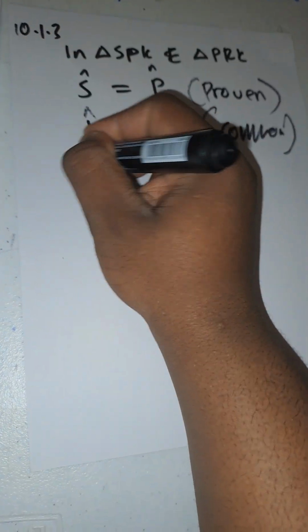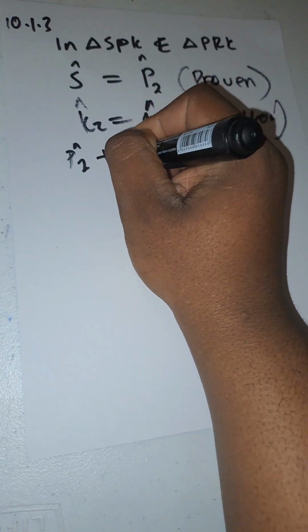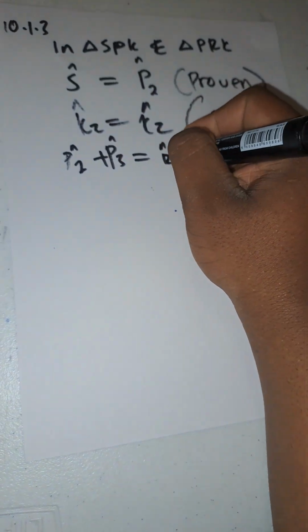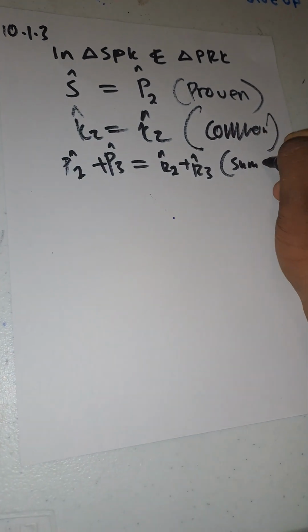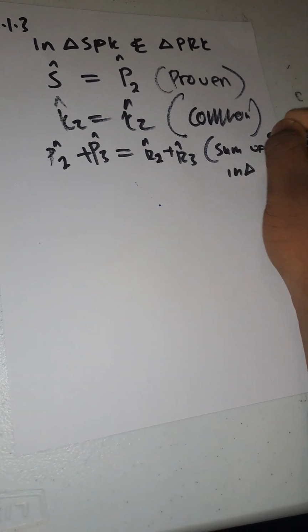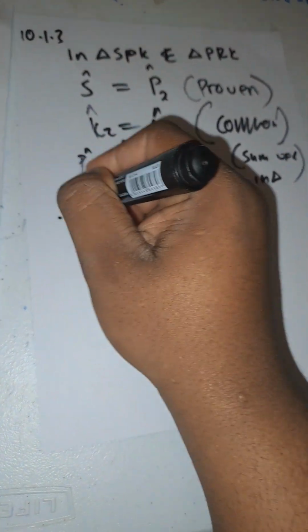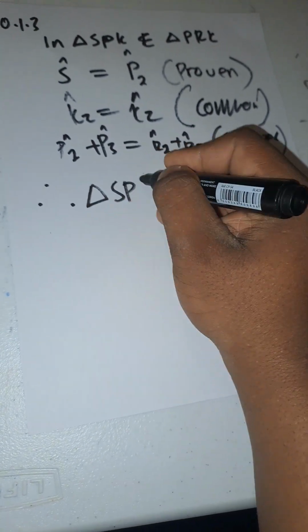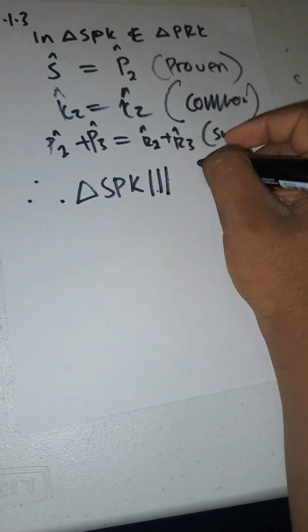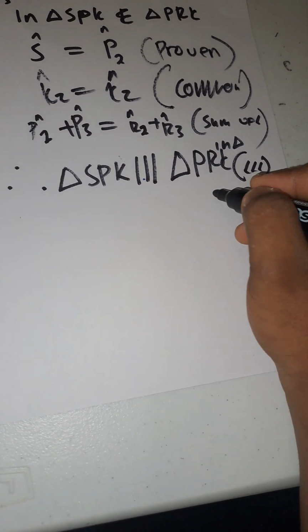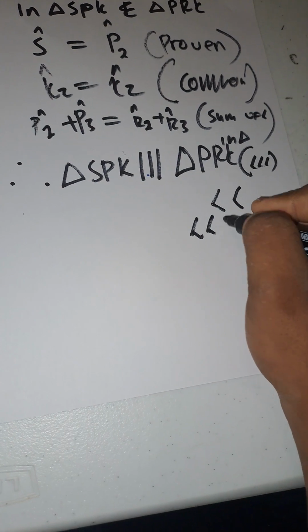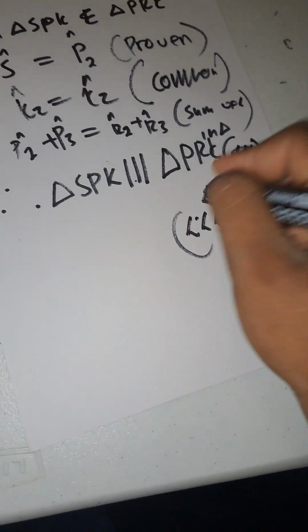So P2 plus P3 equals R2 plus R3, sum of angles in a triangle. Therefore, triangle SPK is similar to PRK. Don't forget this one, equiangular. You see, it has a mark. That is what I'm talking about there. Let's go to the last question.